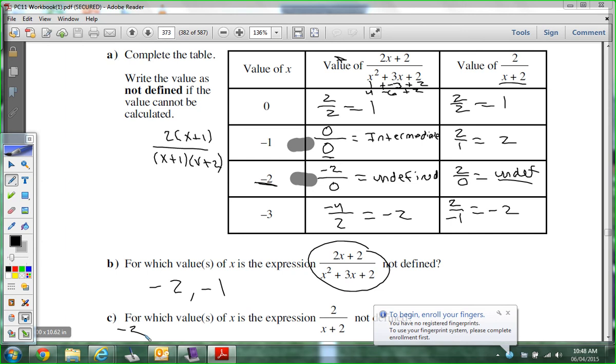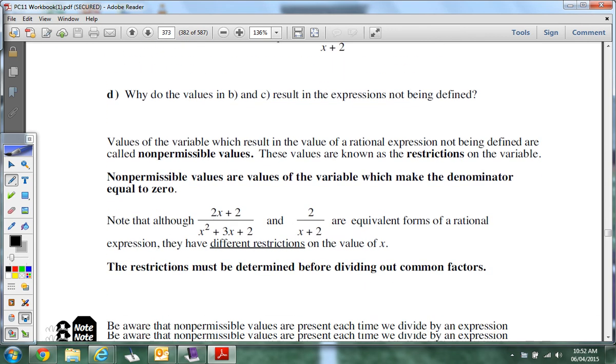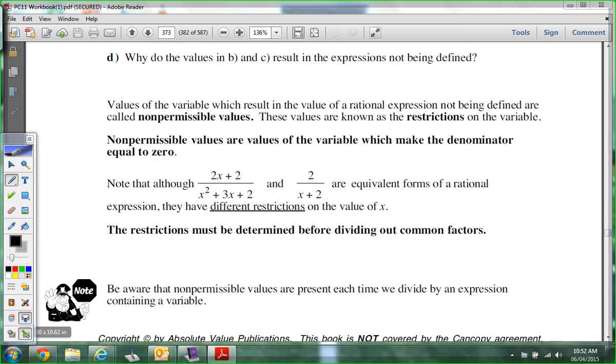I'm going to move it up here, so you're going to lose a table. So what causes things to be undefined? This should be automatic. What causes it to be undefined? 0 on the bottom.